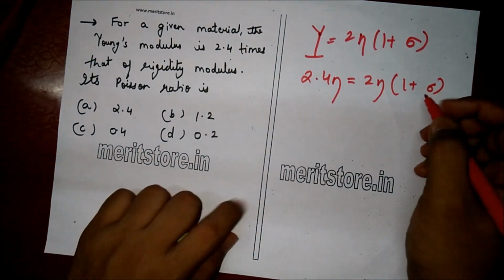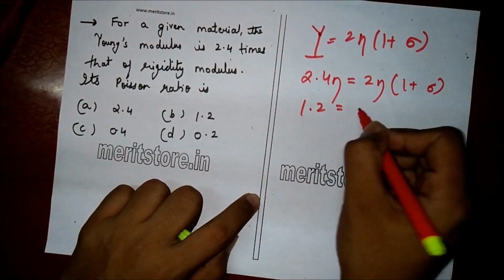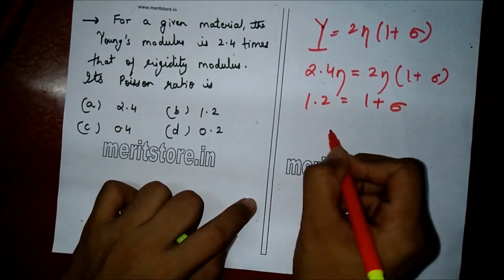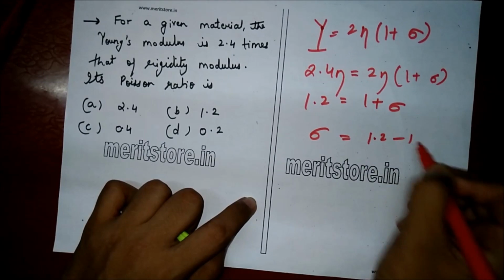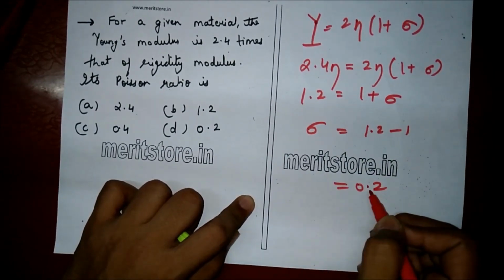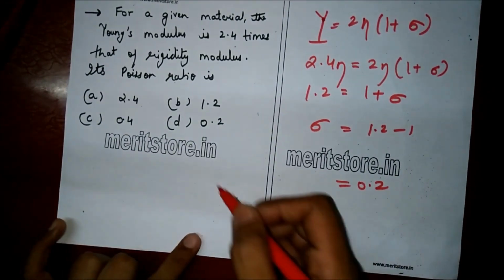On calculating, we get 1.2 is equal to 1 plus rho. Therefore, rho is equal to 1.2 minus 1, which is 0.2. Therefore, the correct answer here is option D.